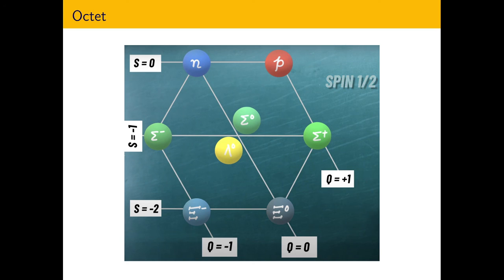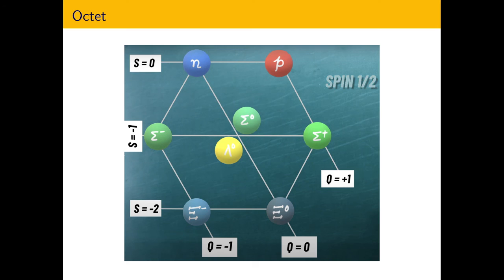First, let's see the baryon octet. This is simply a hexagon with two particles in the middle: neutron, proton, sigma particles, lambda particles, and xi particles. Sigma particles are nothing but two quarks from the first generation and one quark from either the second or third generation, and xi particles are particles with one quark from the first generation and two quarks from the second or third generation.